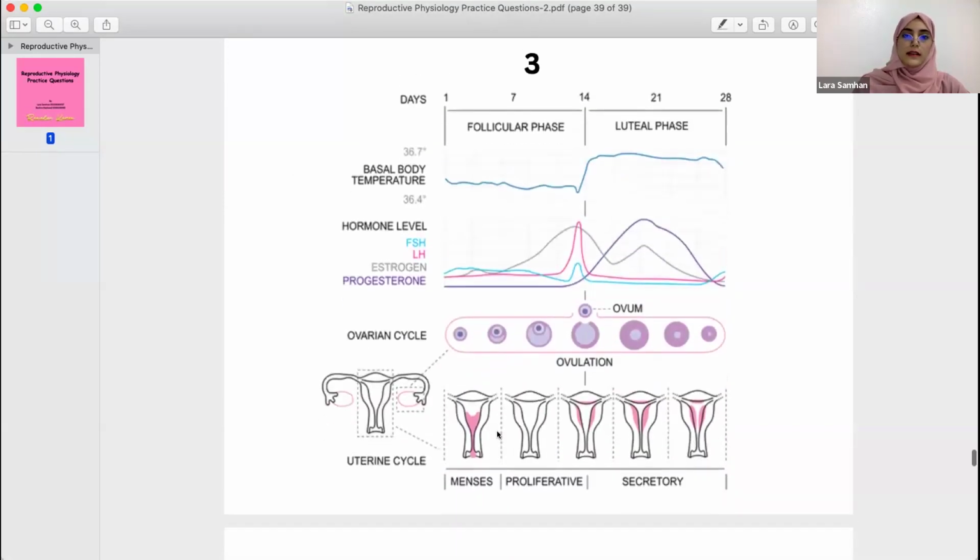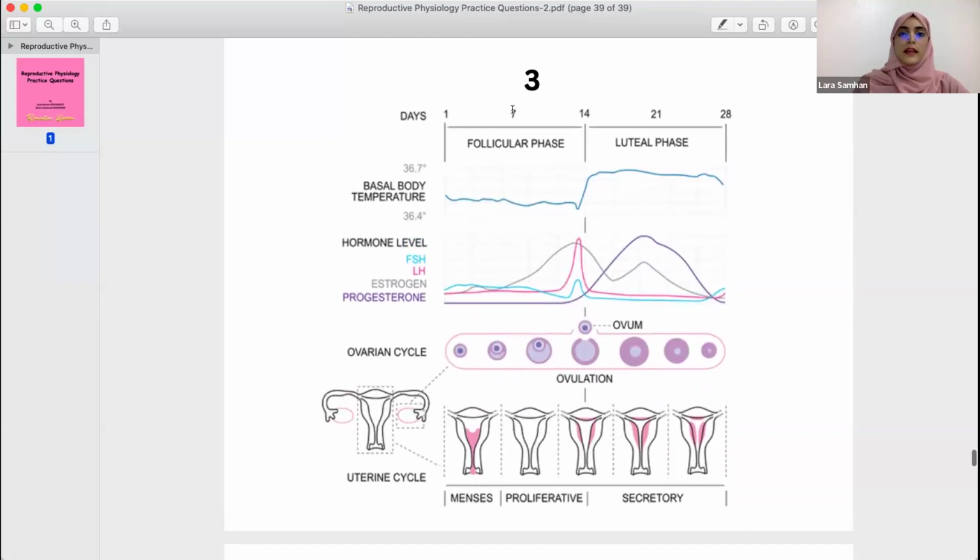As we can see here, this is another diagram of the ovarian cycle. We have the follicular phase here, the luteal phase here, and on day number 14, the ovulation. In the ovulation, the highest hormone is going to be the LH hormone. In the follicular phase, the FSH, which is blue in color, is quite higher than the LH, which is pink in color. And the LH is going to be sky high during the ovulation phase, on day number 14.